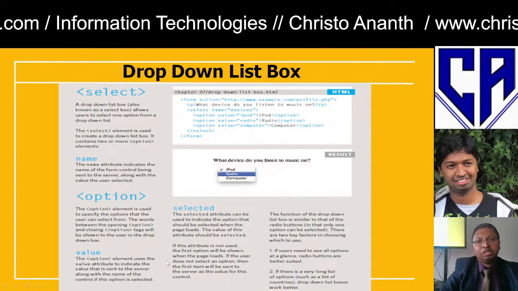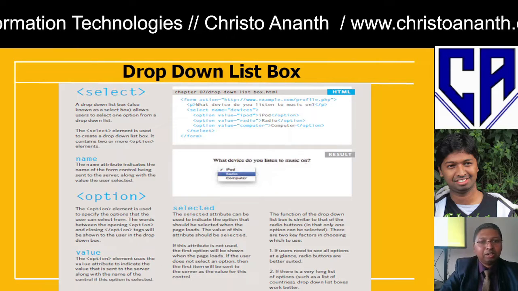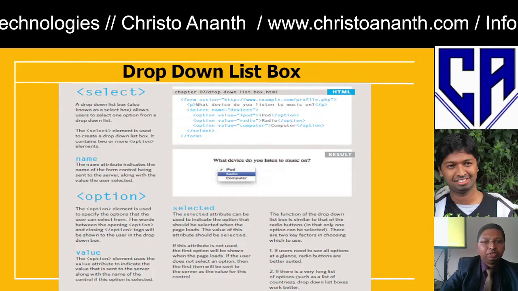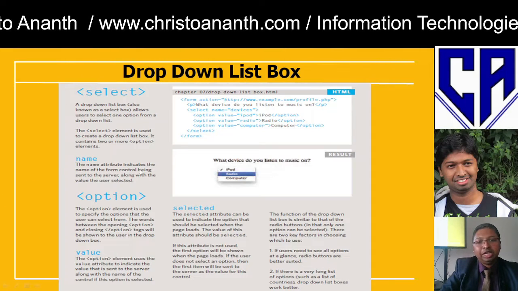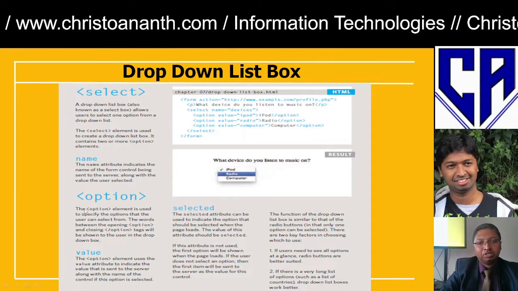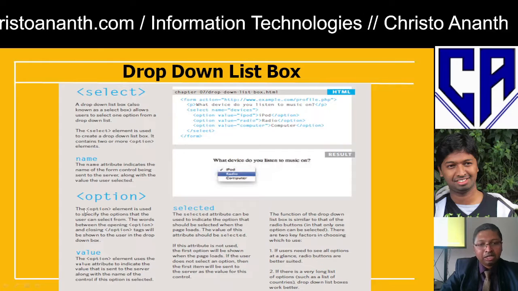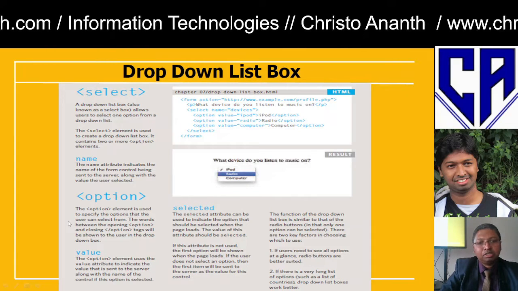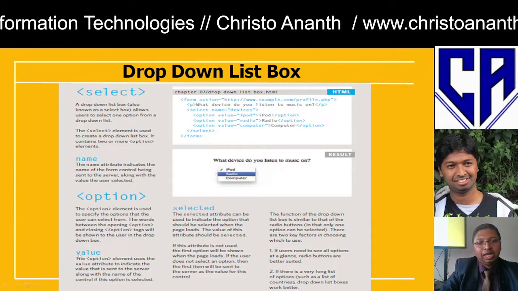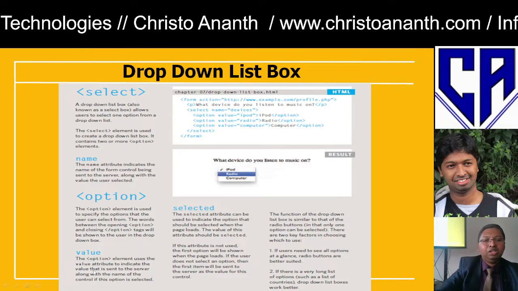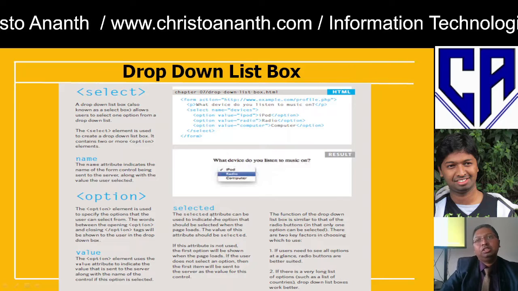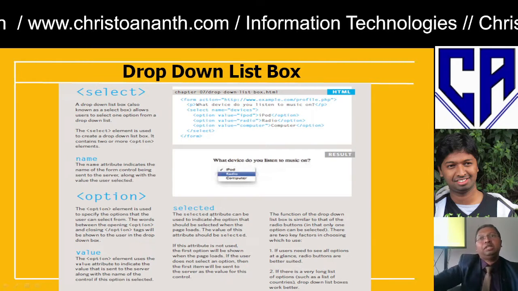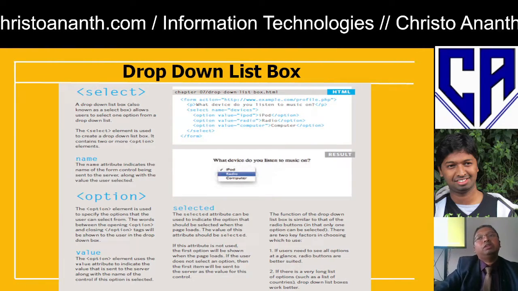So this is the drop down list box. You will have a select attribute where you can select one of the above options. Then you have the name attribute, the name of the form control that is being sent to the server, and then you have the option attribute to specify the options the user can select from, and then you have the value that is being sent to the server, and then you have the selected option. So just like the checked option, you have the selected option, you can select one of the above.